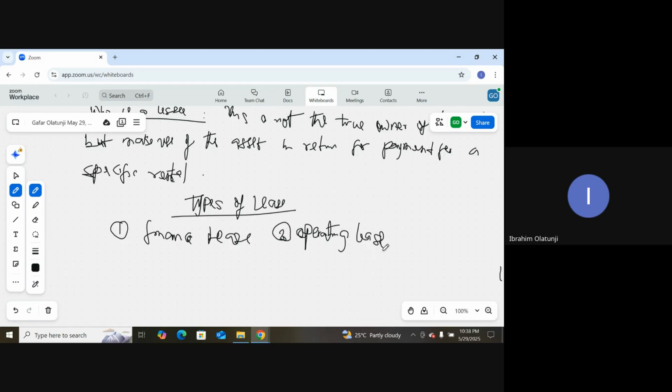Another attribute is that the lease agreement usually cannot be cancelled. Because the lessee has a liability for all payments. So as a result of that, the lease agreement cannot be cancelled.